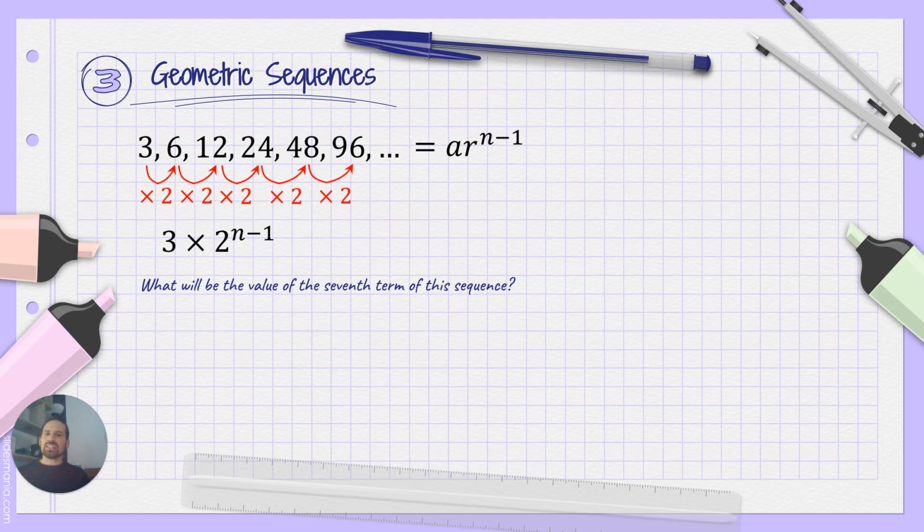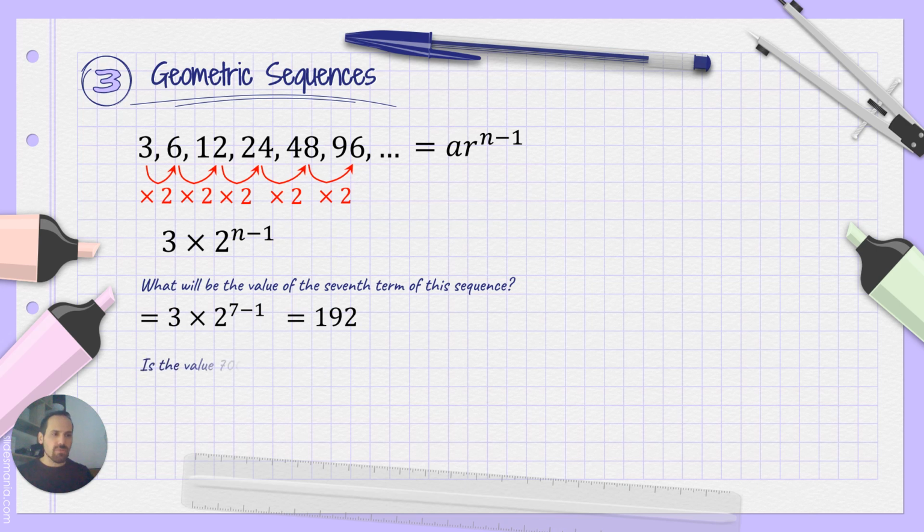So what will be the value of the 7th term in this sequence? We've already got the first 6. What will be the 7th? Well, we could use that equation, and it will be 192. Or we could just do 96 times 2 to move on to the next term. But you can see how we could use this if we were trying to calculate much further ahead.